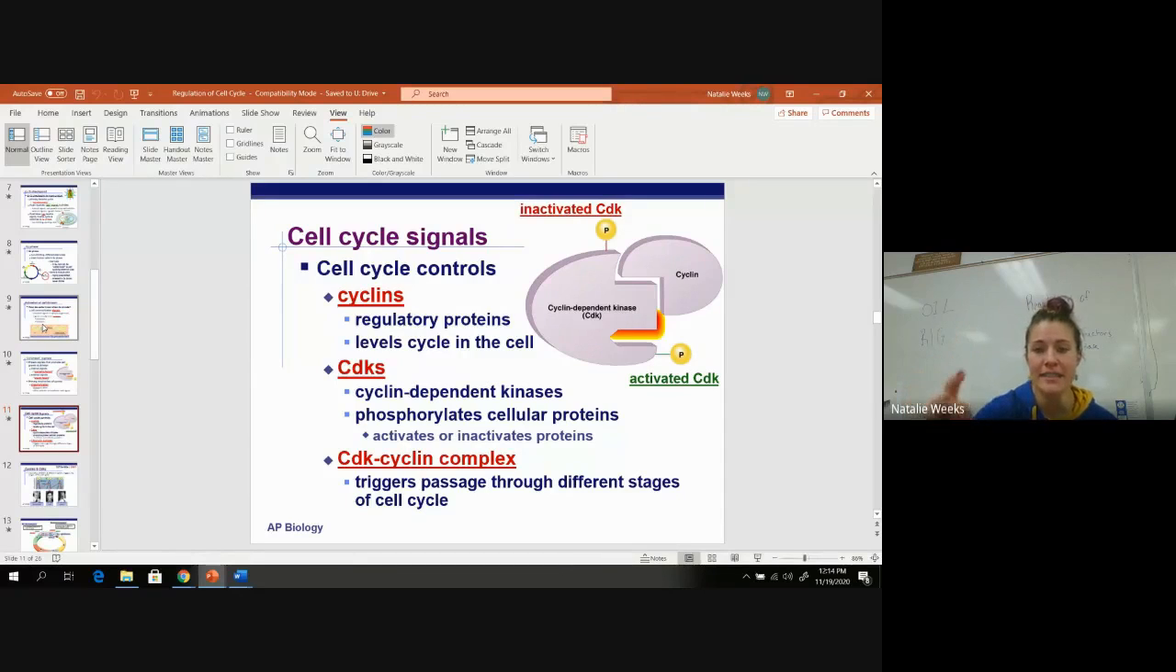So when a cyclin attaches to a cyclin-dependent kinase, here's where we can actually turn on or turn off cell division. That whole complex is then going to trigger passage through the cell cycle. So it's like this whole mix of enzymes and cell signaling and all of this different stuff that actually turns on and off the cell cycle.